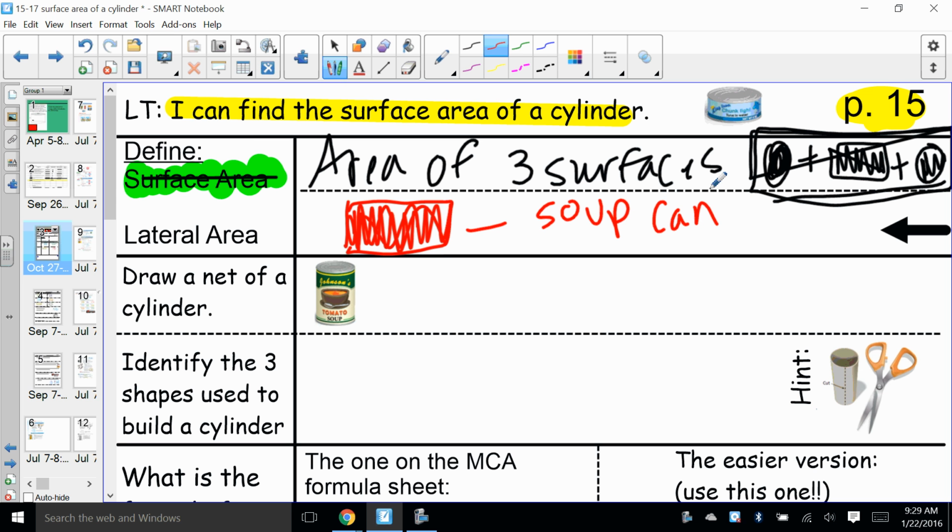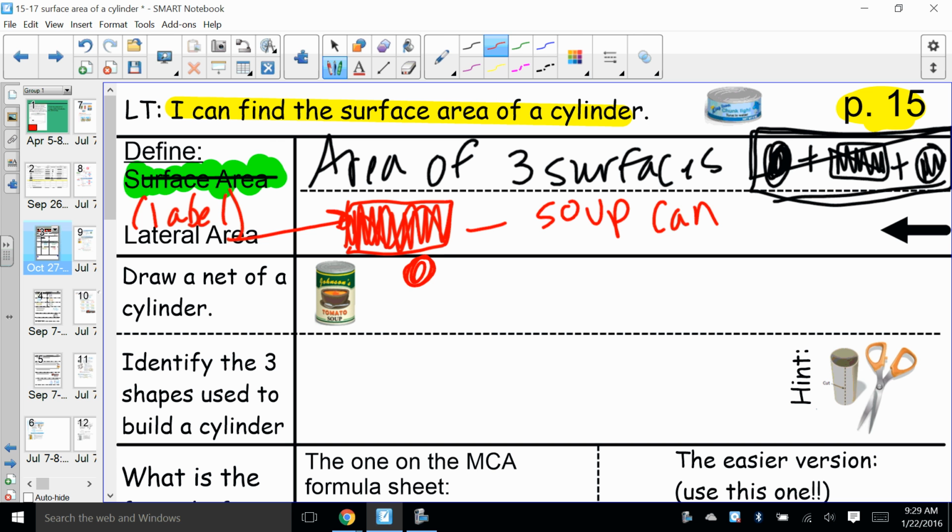we just have a label that wraps around. We are not covering circle 1 on top and the congruent circle 2 on the bottom. Just the label on the soup can. So there are times when we want just the lateral area, which is really the label. And so that is going to be a very important vocabulary word in our work for 7th grade standards of surface area of cylinders.